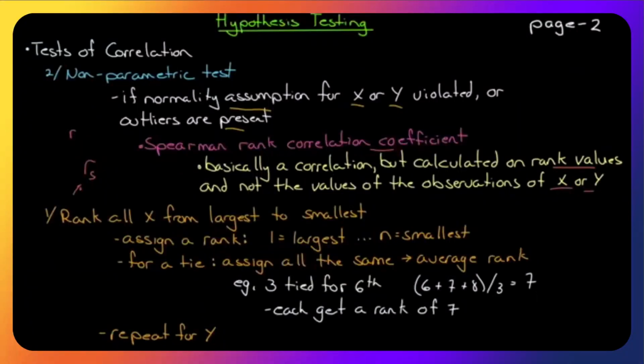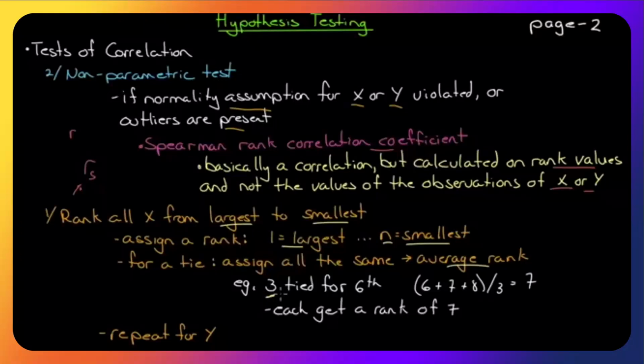So that's sort of abstract, so let's see how we do it. Let's take the X variable and we will rank all the X variables from the largest to the smallest. And then we assign ranks, 1 to the largest, and we count all the way down to whatever n we have, and n would be for the smallest. So if we have 100 observations, the smallest x would be 100. If there's a tie, we assign all the same rank to whichever values are tied. So it's an average rank.